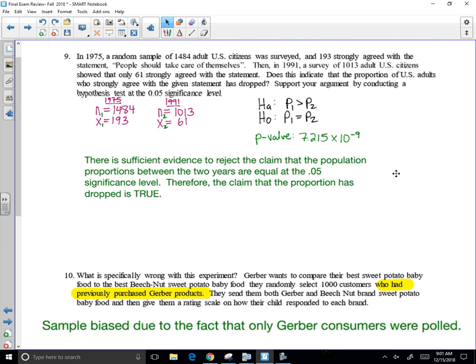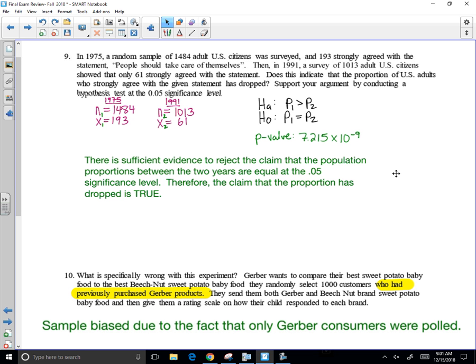Alright. So, what's wrong with this experiment? They ran an experiment. And is it even an experiment? I don't know. I mean, it kind of is, because they're giving them Gerber and Beech-Nut brand sweet potato baby food and then having them rate it. So they are imposing a treatment, but it's obviously not going to be a good study. The thing that makes it specifically wrong is that it's going to be biased based on the fact that you're only sending it to people who had previously purchased Gerber products.